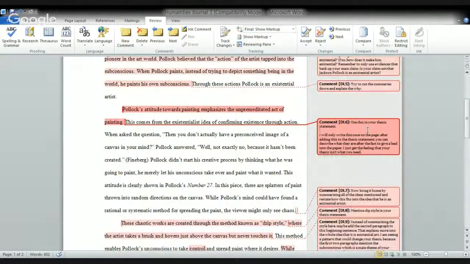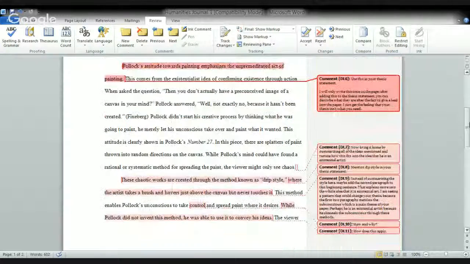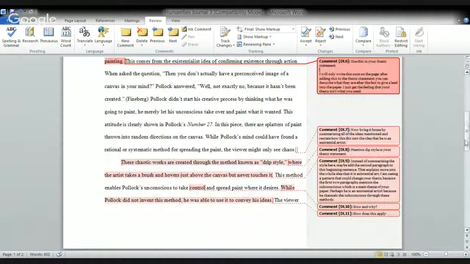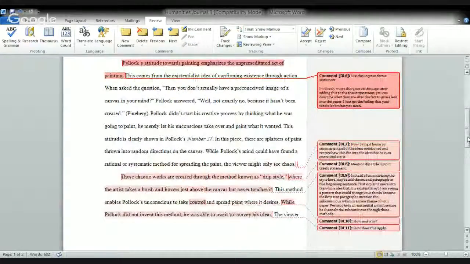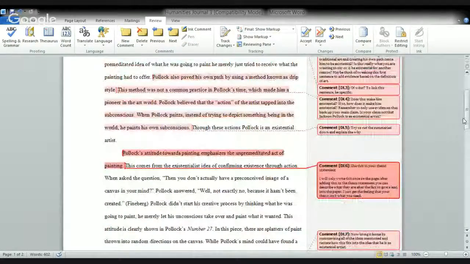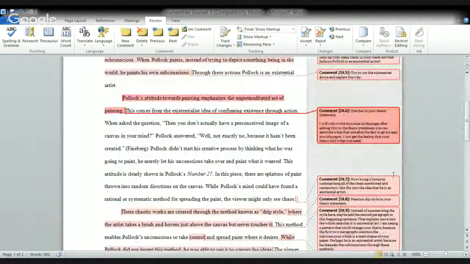Right here, use this in your thesis statement in the beginning of the paper. This is a point. I mean, you don't have to use it word for word, but the fact that he does not think about what he's about to paint before he paints is channeling his subconscious, and that really is causing him to be existential. So I love the idea, but it's not being tied in up here and giving any evidence towards what you're dealing with.